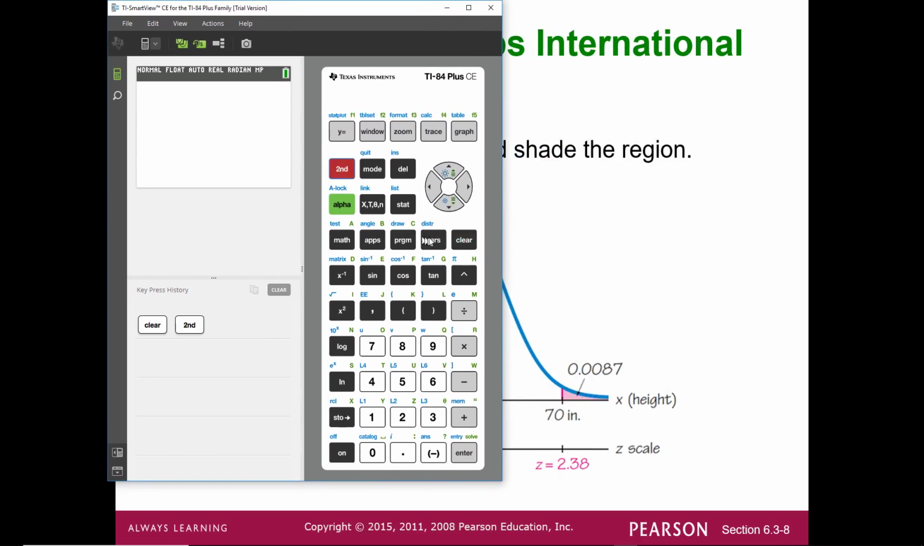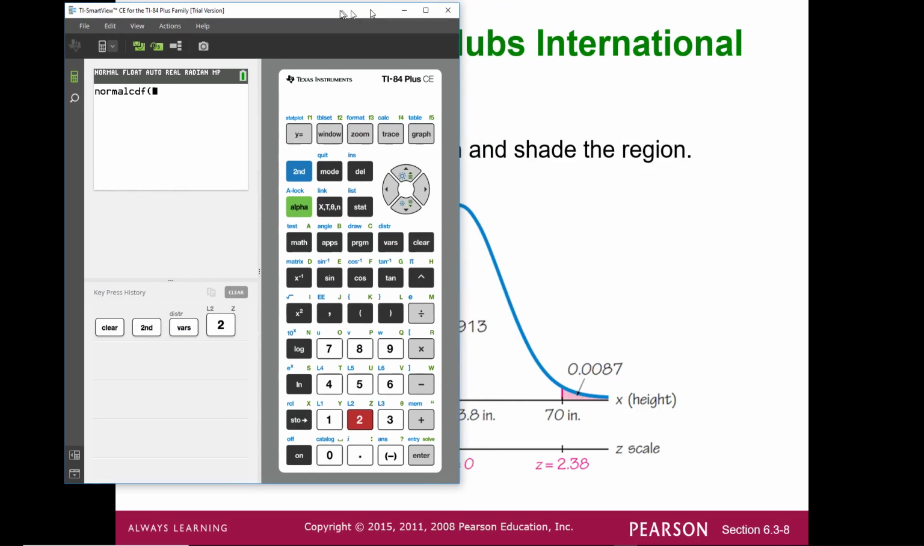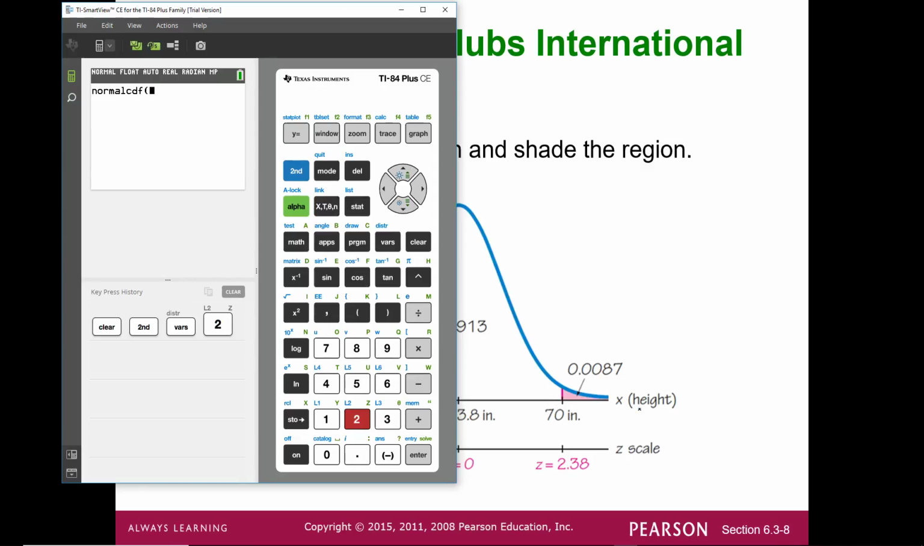So first we'll do second distribute, number 2 normal CDF, and then we're going to put in our lower bound and our upper bound. Normal CDF likes two values, your lower bound and then your upper bound, and it will give you the area that you seek. Now in this case, we don't have an upper bound. We just have a lower bound. So what we're going to do is put in a very large number for the upper bound, and that will be sufficient. That's the way everyone does it.